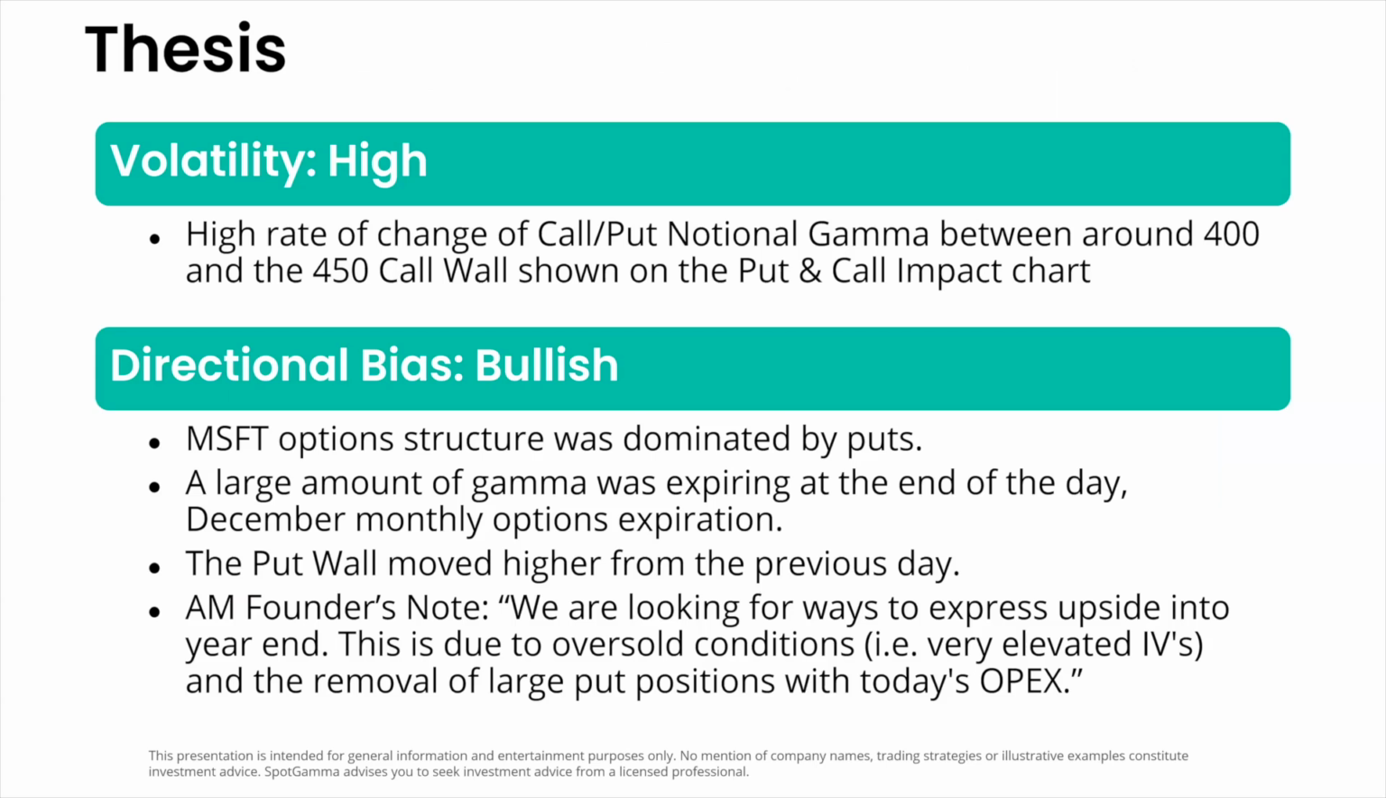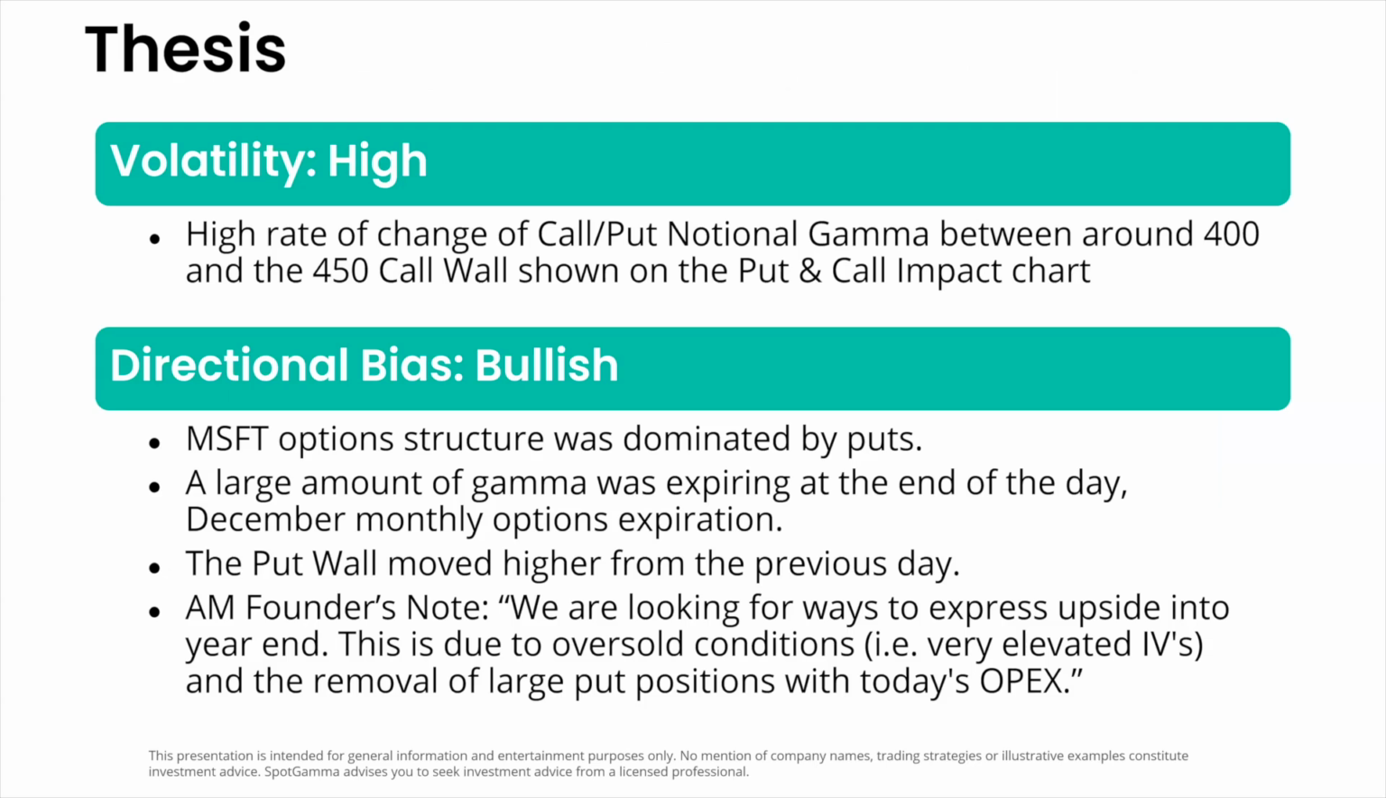Here's my thesis for this case study. I was looking for high volatility based on the high rate of change of call and put notional gamma between around 400 and the 450 call wall shown on the put and call impact chart. I had a directional bias of bullish for the following reasons.